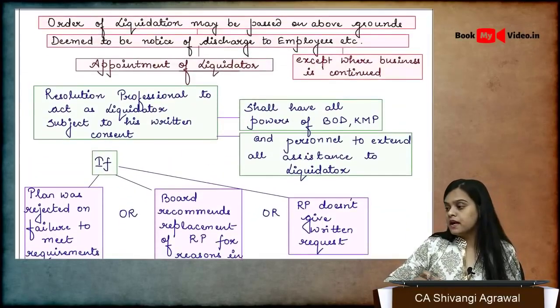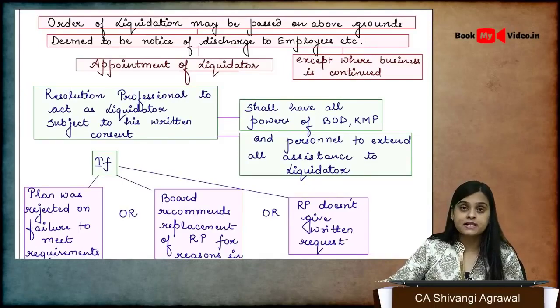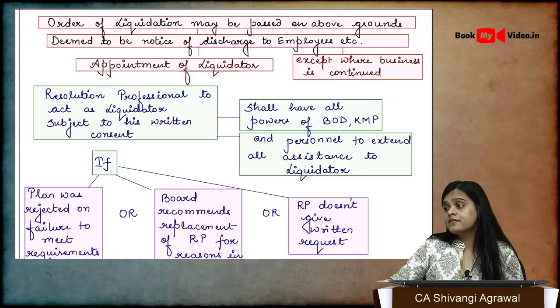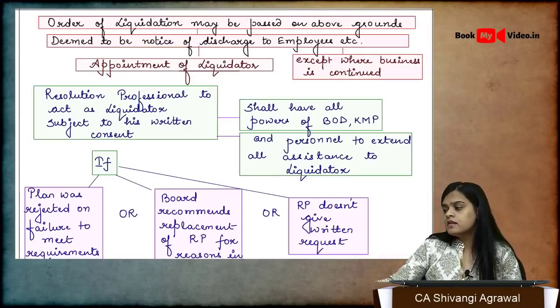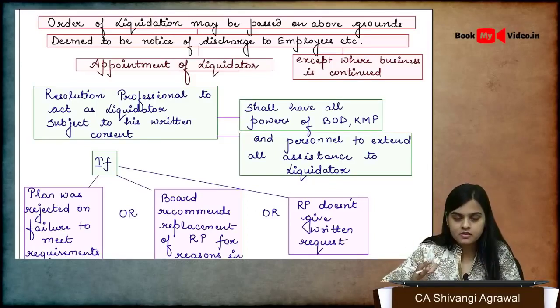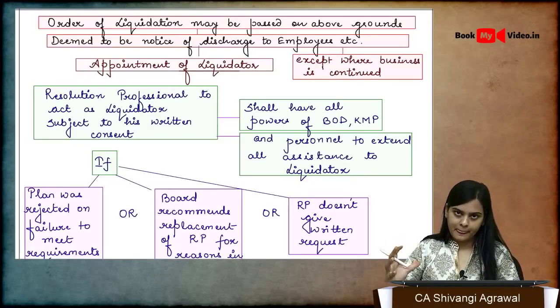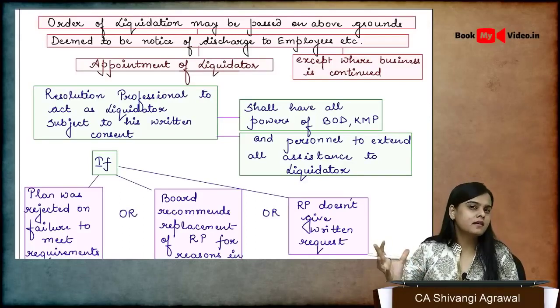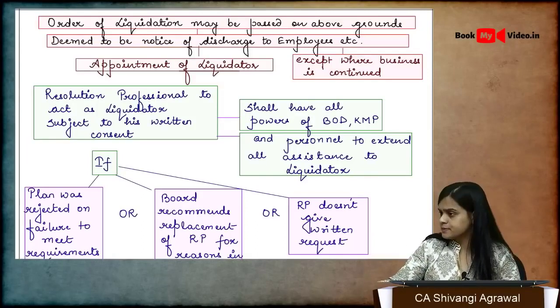Then comes the process of liquidation. See, the main motive of the code is to resolve. That is why it is known as CIRP, that is Corporate Insolvency Resolution Process. However, if the attempt to resolve the insolvency of a corporate debtor fails, then only the liquidation process is triggered, and as soon as the liquidation process is triggered, you have to first appoint the liquidator. Right? So far the proceedings were being conducted by the resolution professional. Now the proceedings will be conducted by the liquidator.